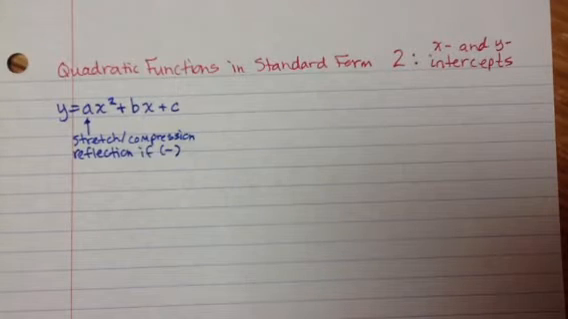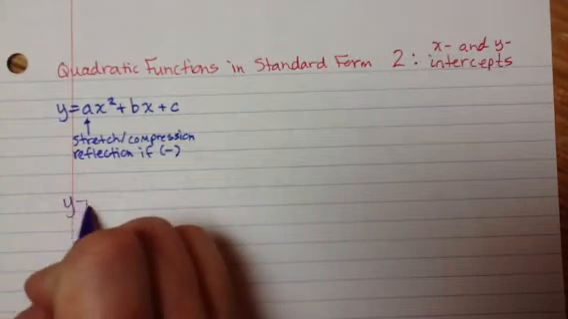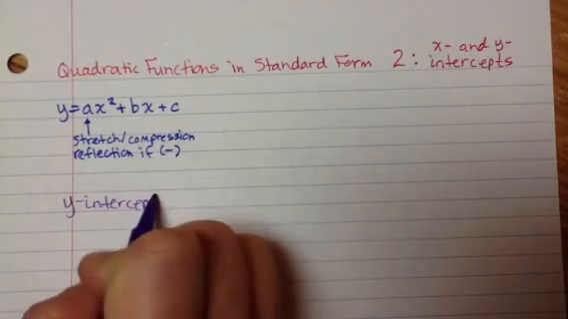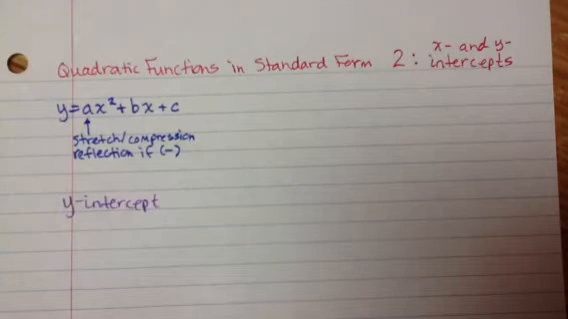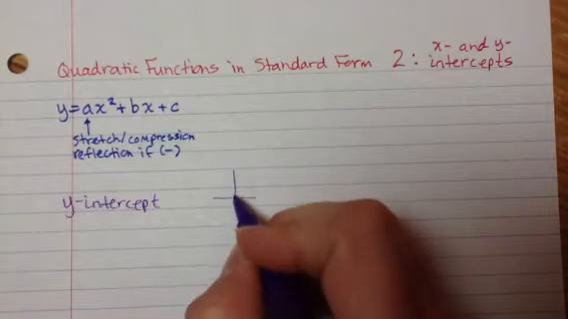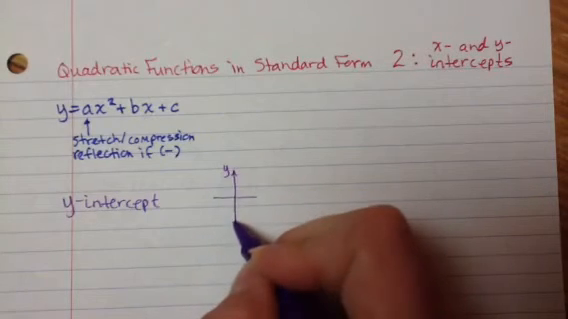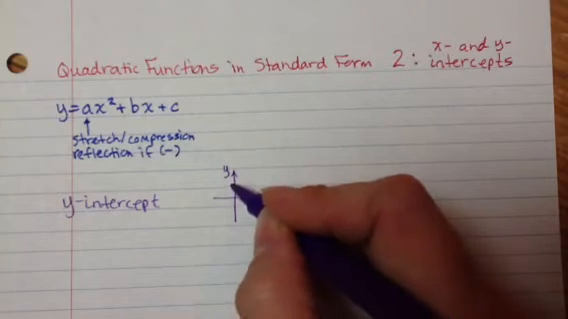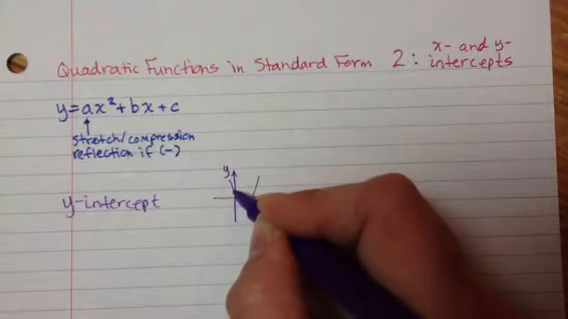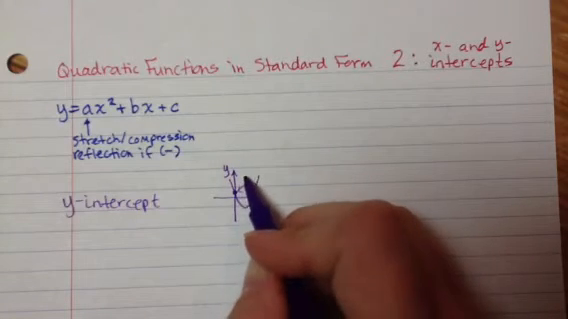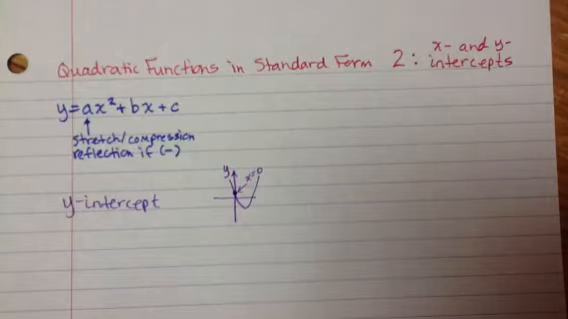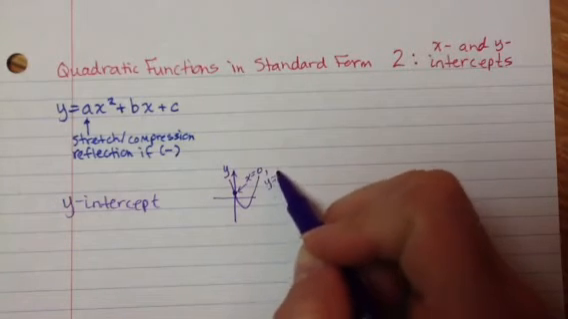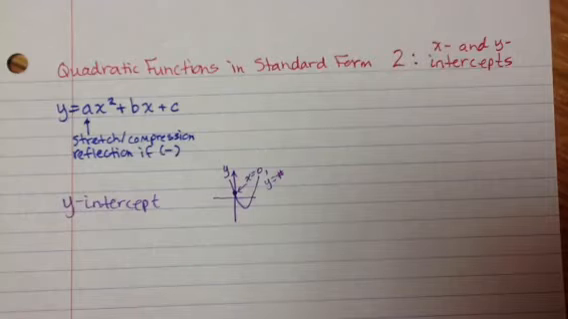Let's start with Y-intercepts. Now a function will only have one Y-intercept, and the Y-intercept is going to be on the graph on the y-axis. So it'll be where the parabola intersects the y-axis. So the value for x, where it crosses, is going to be 0. So at x equals 0, y equals a number. That's going to give us our y-intercept.